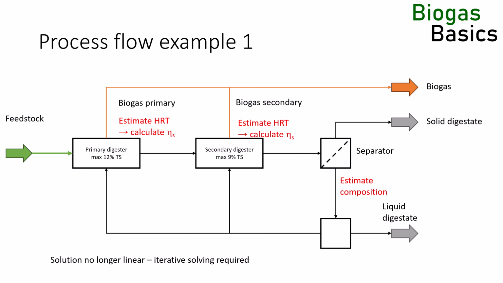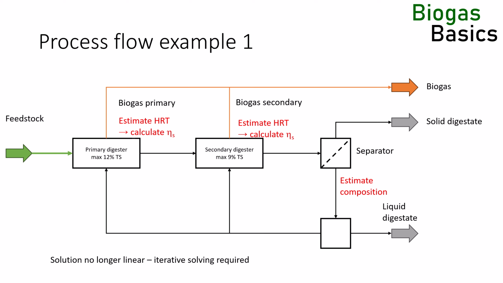First, we estimate the residence times of each step and the composition of the process water. A first estimate of the process water composition can be obtained by balancing the whole plant, i.e. feedstock in and biogas, solid and liquid digestate out. The liquid digestate composition is the first estimate of the process water composition.